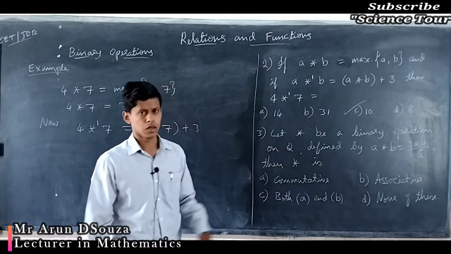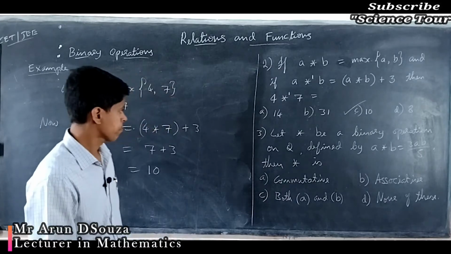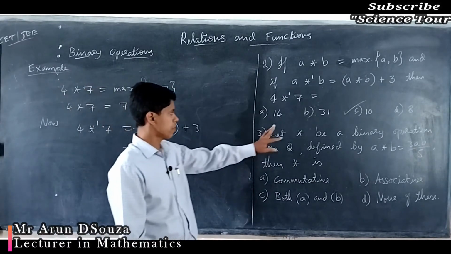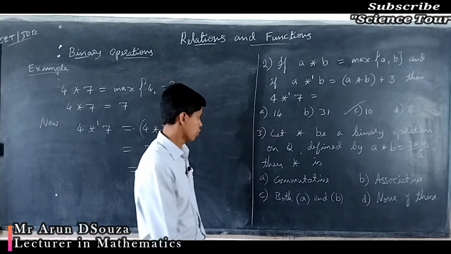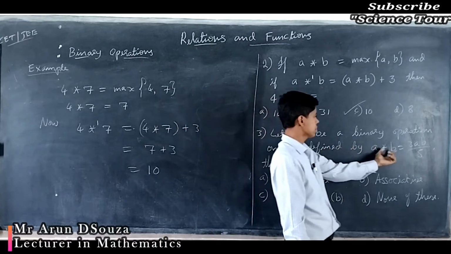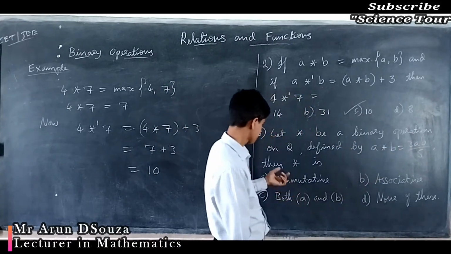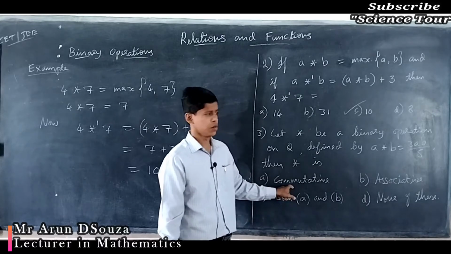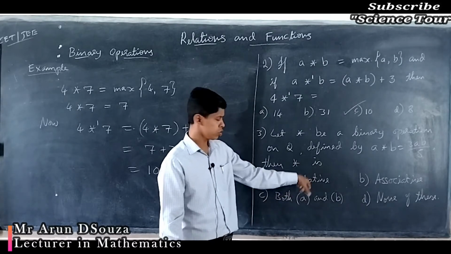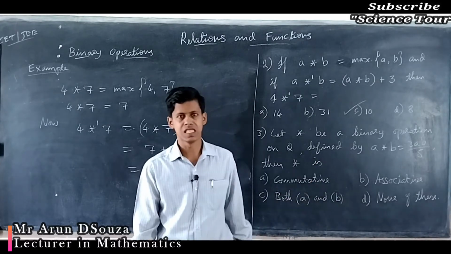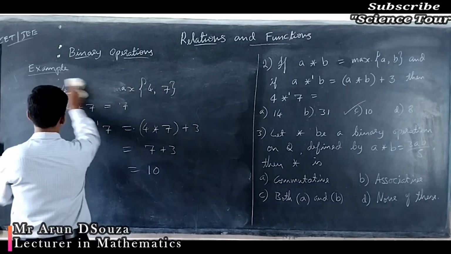Let's go to the third one now. Let star be a binary operation. It is given that it is binary, no doubt, defined by A star B is equal to 3AB by 5. Then star is it commutative, associative, both, or none of these? Let's go for it.